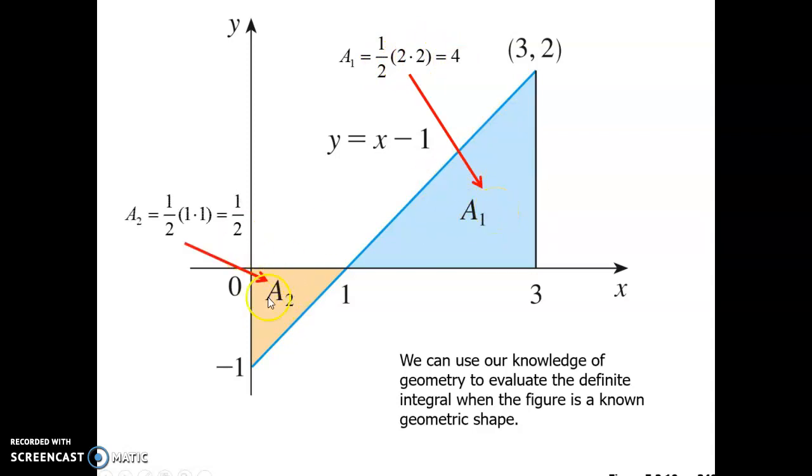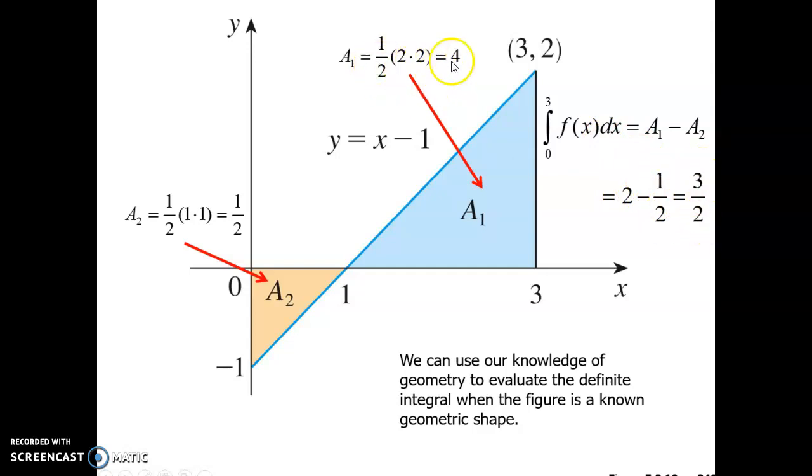And we know the area here, area 2, would be 1/2 base times height again. That's another little mini triangle. The base of the triangle is 1 unit, and the height is also 1 unit. So 1/2 base times height would be 1/2. But we know that area A2, that integral, will be negative, and A1 will be positive. So the integral from 0 to 3 would be area 1 minus area 2, which in this case is 2 minus 1/2, which is equal to 3/2.